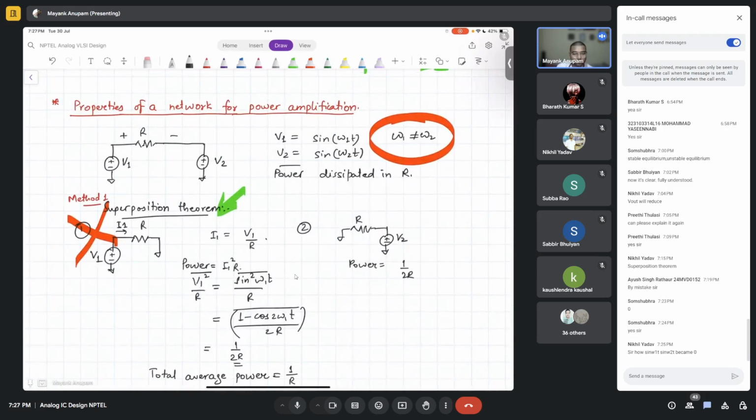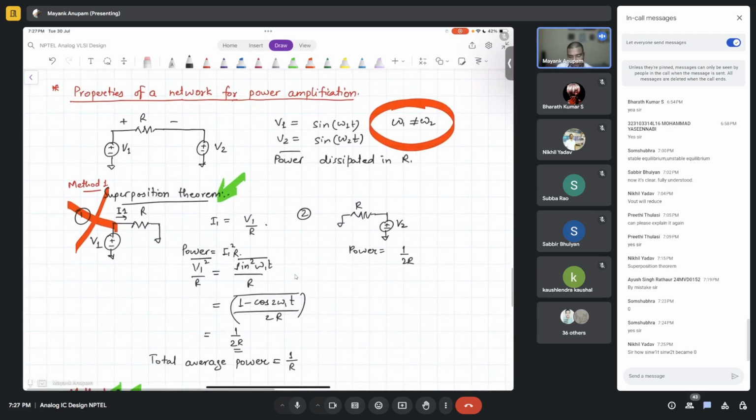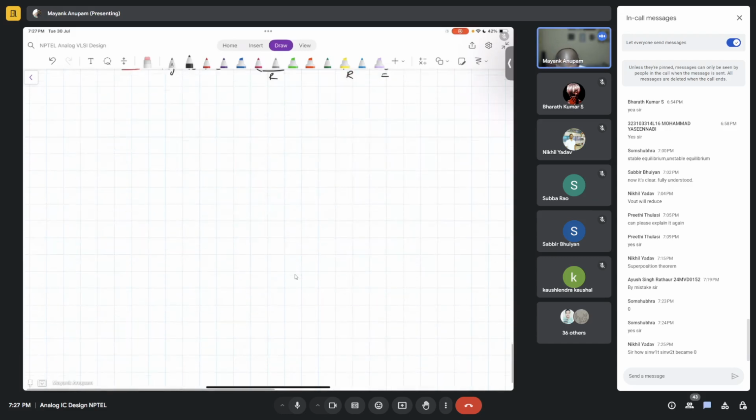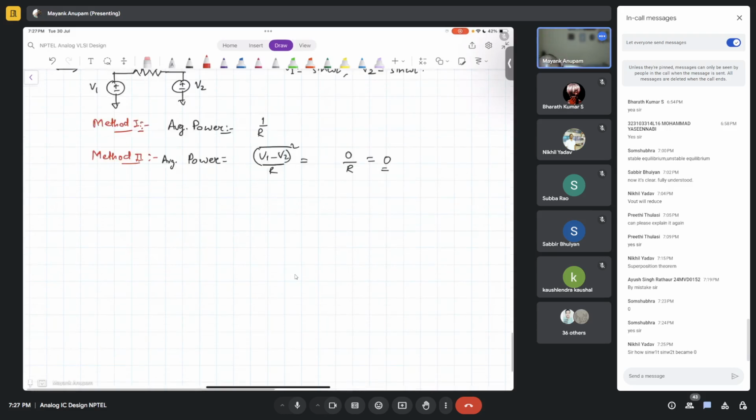So basically this principle of superposition in power is not valid. Superposition is valid only for voltages and currents in any linear network. It is not valid for power. In power, you can do this superposition thing when all the independent sources that you have in the network are operating at different frequencies. So let me make that clear here.